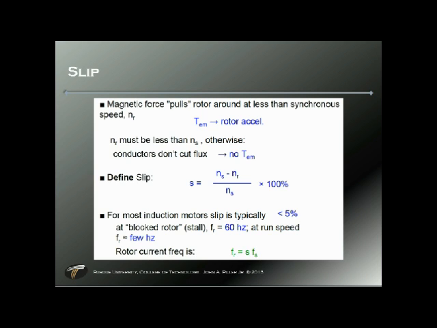So slip is equal to the percent ratio of NS minus NR divided by NS. Your synchronous speed minus your rotor speed divided by your synchronous speed. For most induction motors, it's typically 5%. At blocked rotor, you'll have a frequency on your rotor of 60 hertz. Locked, the rotor current down there in green is the frequency of the rotor current, which is slightly less, the same slip difference in the speed of the RPM.